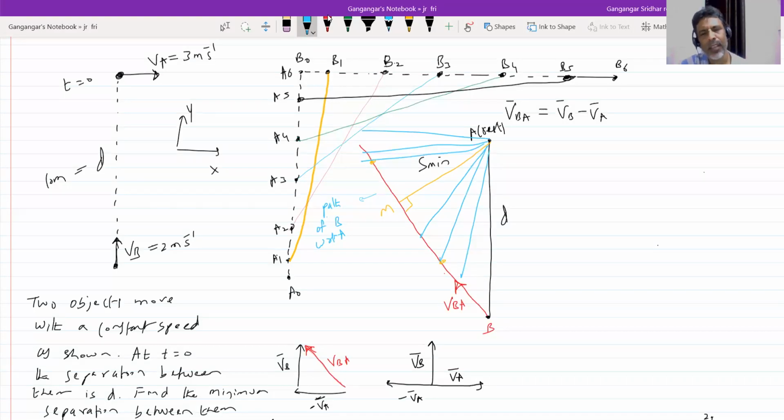You see, among all these, AM is the shortest length, no? That AM is the shortest length. So therefore, this is S minimum. This has to be determined. So already we know distance D. Somehow if you can get this theta, my problem will be solved.